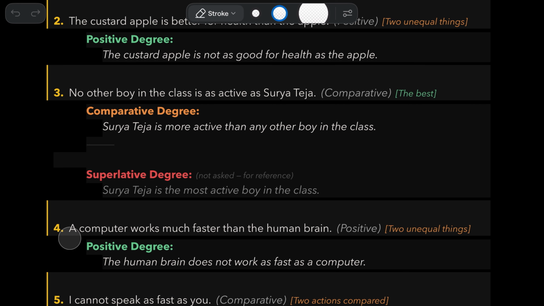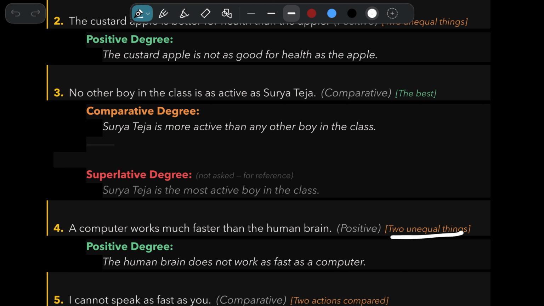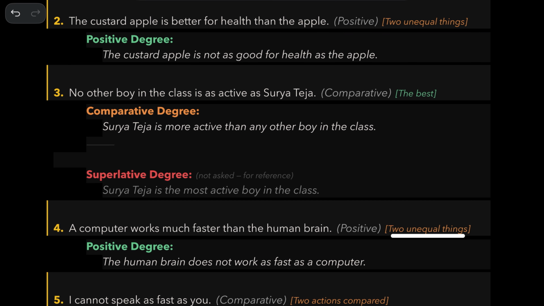Next one: A computer works much faster than the human brain. So computer, then brain. So works is there, no? You need to use does not work. So if it is positive, it needs to be negative here. Two unequal, not things actually, actions actually. Actions are compared here. Okay. So the human brain does not work as fast as a computer. Okay, that I need to correct later.